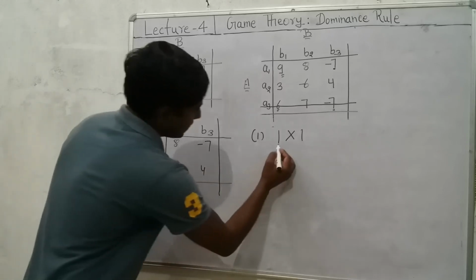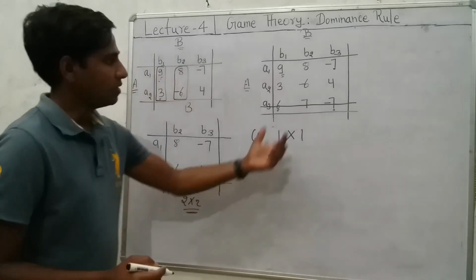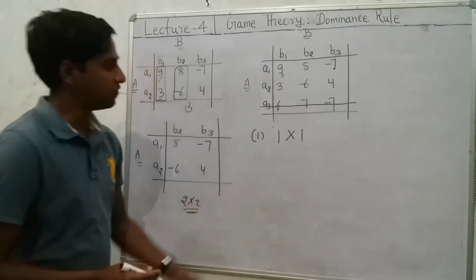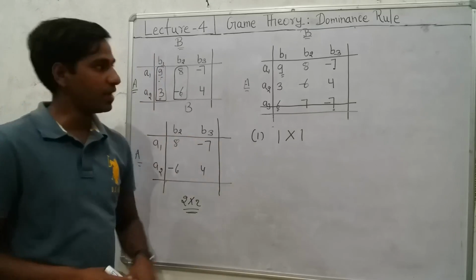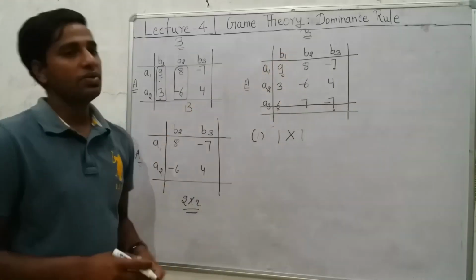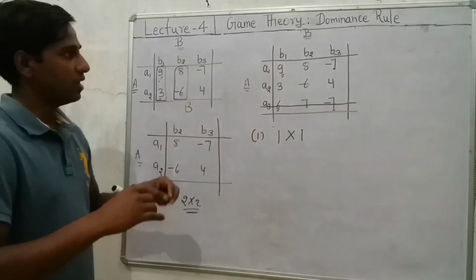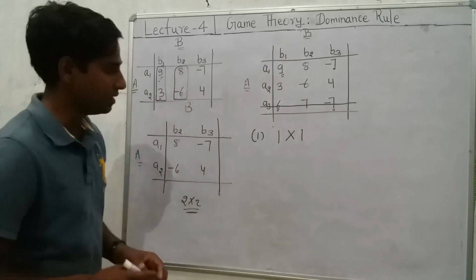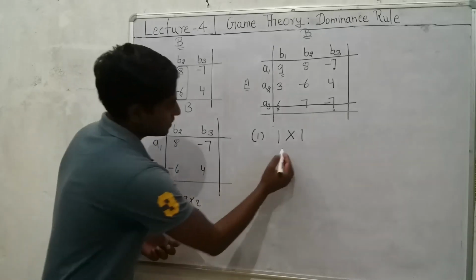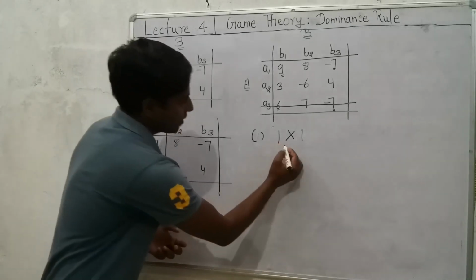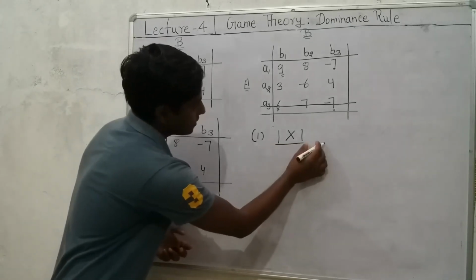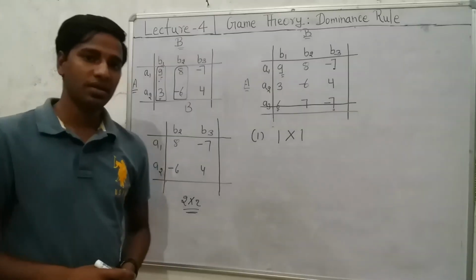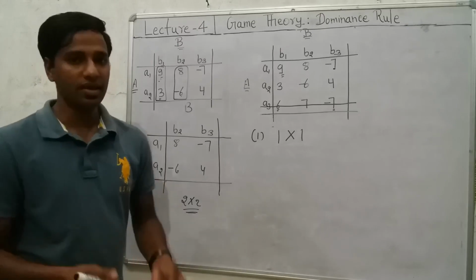So in this case, if we can reduce the game to the order of 1 by 1, it means we can get this solution directly by simply applying the dominance rule only. There is no need to apply any other technique or method to calculate this solution. If we can reduce the matrix to the order of 1 by 1, we can get the solution directly without doing anything extra.